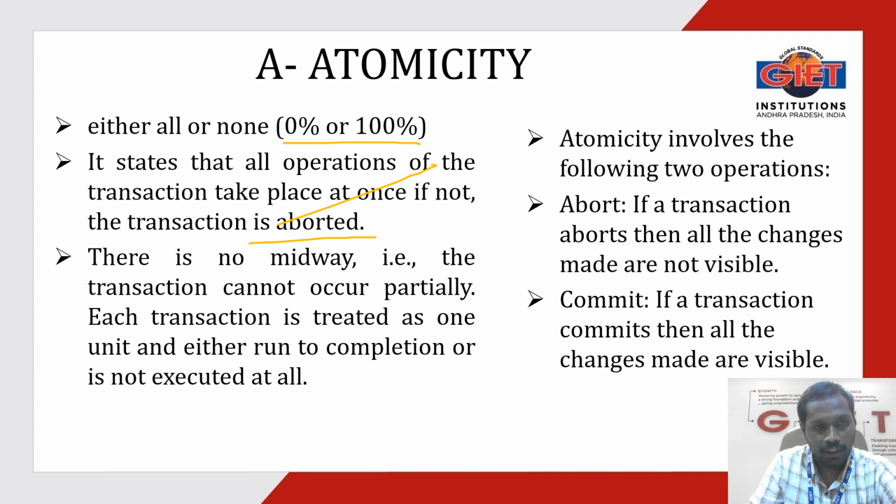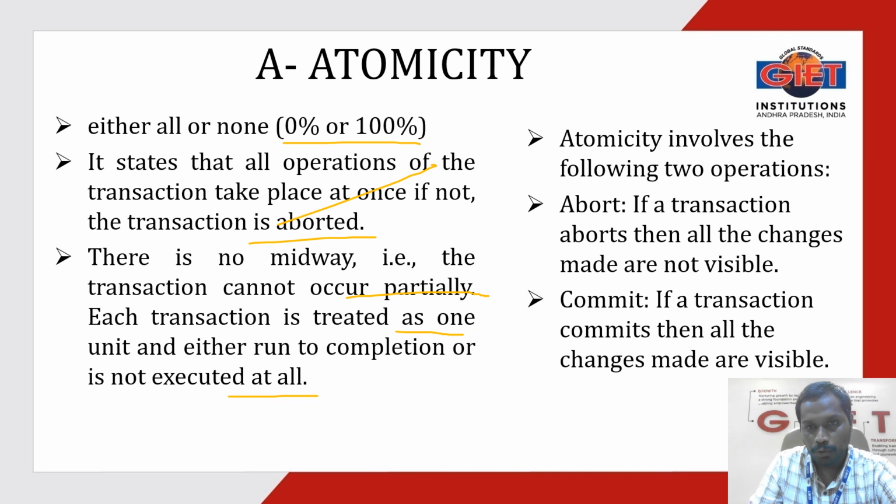atomicity property. And now there is no midway, that is, a transaction cannot occur partially. This is the most important point to be noted: the transaction cannot occur partially. It has to be complete or it has to be incomplete. Each transaction is treated as one unit and either runs to completion or is not executed at all. So these are the two important properties which come under atomicity, that is, 0% or 100%.